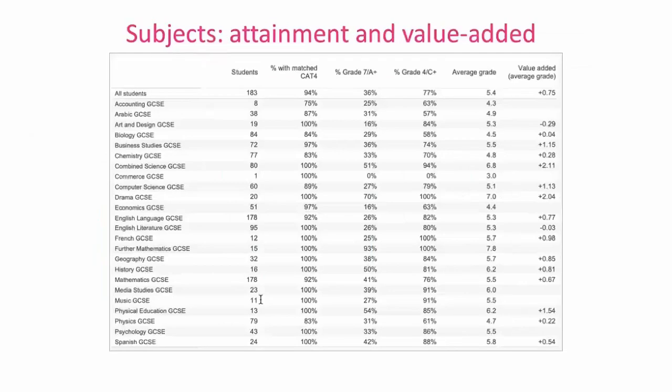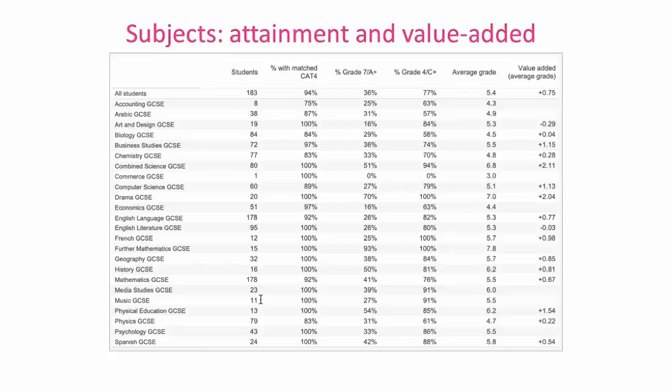The format of the reports is fairly straightforward and consistent with what we've already seen. So there's a table here that shows you all of your GCSE subjects for a particular year. You can see how many students sat the GCSE for each subject. You can see how many students have matched CAT results there. And then you've got 3 attainment indicators: the percentage of students getting grade 7 or grade A and above, the percentage of students getting grade 4 or grade C and above, the average grade, and then on the far right, the value-added scores. So again, subjects with a positive value-added score are where students are performing better than we expected.